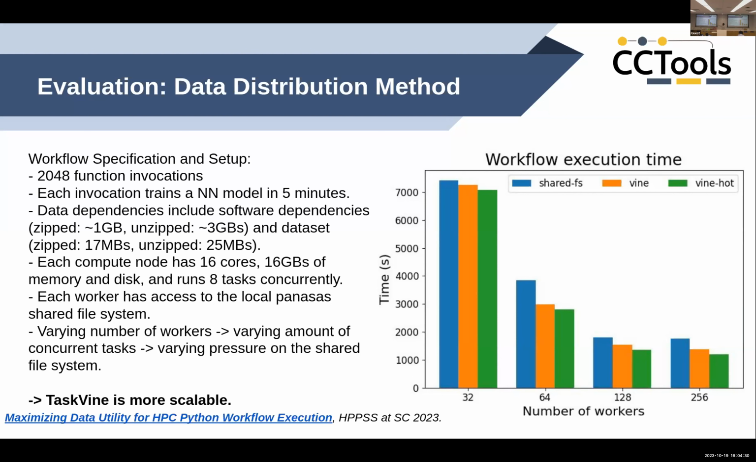At 32 workers, we can see that the shared file system can sort of keep up with the TaskVine data distribution method. But as we increase the number of workers, we increase the degree of concurrency of the workflow, and thus we increase the I/O pressure on the shared file system. And by the time we get to 256 workers, the execution time of the workflow is cut down by 30% using TaskVine compared to the shared file system. So TaskVine is much more scalable in this approach.